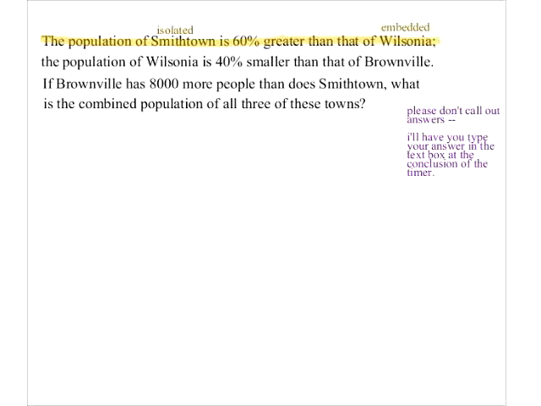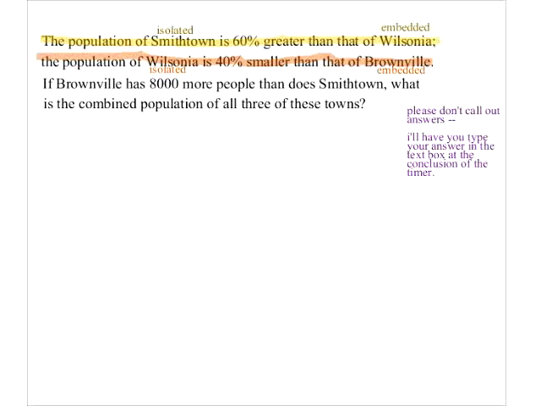But the problem is, if you go to the next line, then Wilsonia is isolated. Brownville is embedded. So even though Wilsonia is in both equations, it's not a good choice for a variable because it's the isolated expression in this one. This one's embedded. So Brownville is the best choice for a variable.